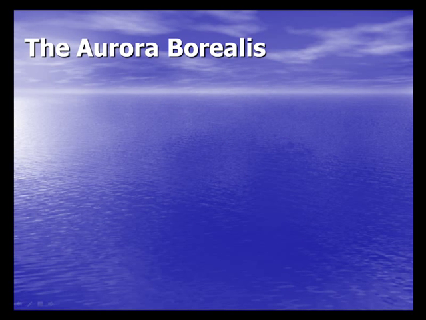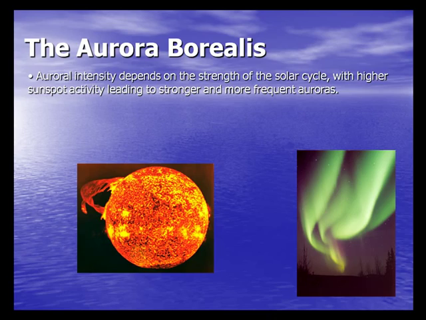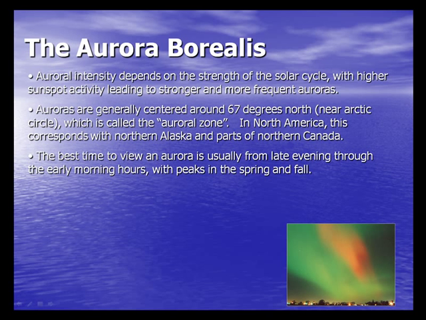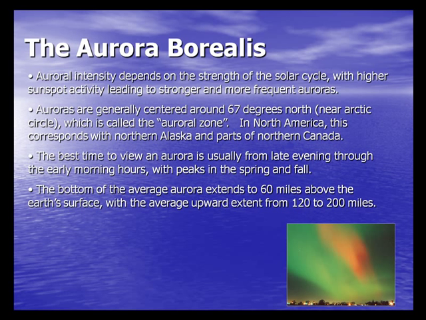Some other notes of interest about the Aurora Borealis. The intensity of an aurora depends on how active the solar cycle is. The stronger the sunspot activity, the stronger the aurora. The Aurora Borealis is generally centered near the Arctic Circle, which in North America runs from northern Alaska through northern Canada. The best times to view an aurora is from late evening through the early morning hours, with peaks in the spring and fall. The average aurora extends as far down into the atmosphere as 60 miles, with the upward extending averaging from 120 to 200 miles.